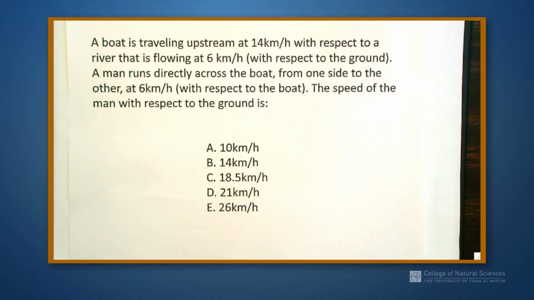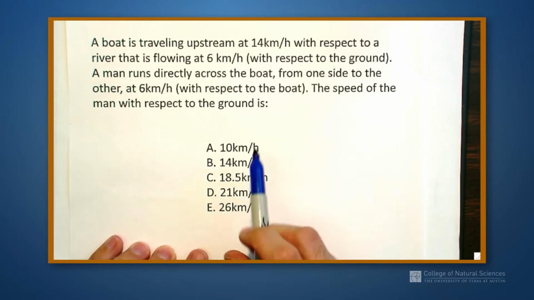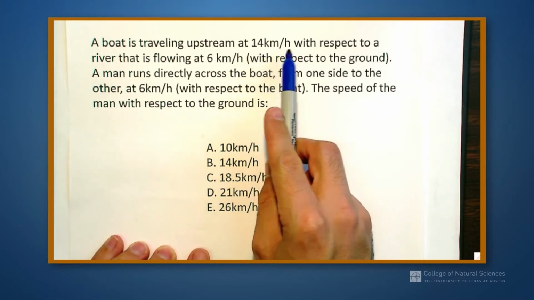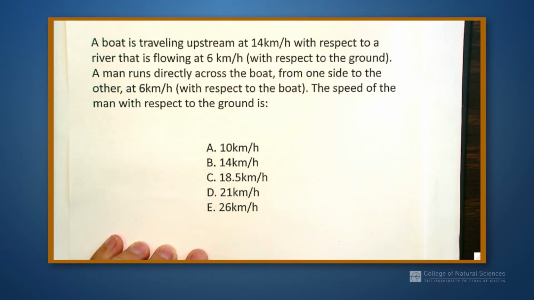So this is a little bit of a tricky problem in that it gives us a lot of different values. But actually, when it comes down to it, it's just basic vector addition. So let's look at this. It says that a boat is traveling upstream at 14 kilometers an hour with respect to the river. So the boat in flat water would be going 14 kilometers an hour.